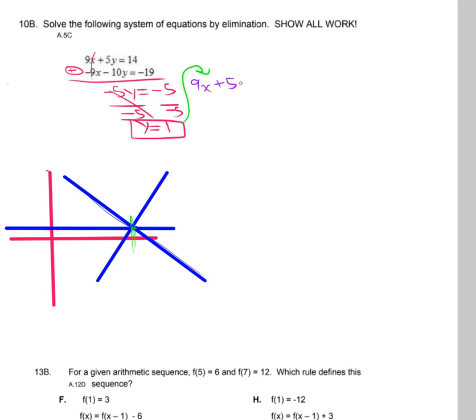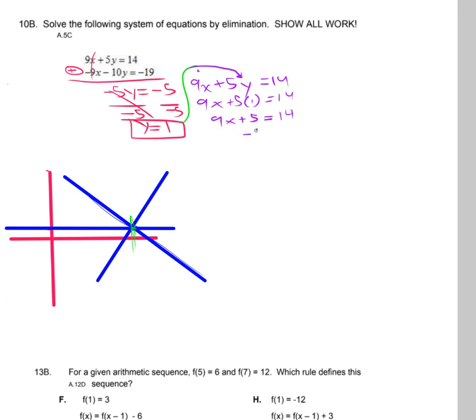So 9x plus 5y is equal to 14 is the one I'm going to use. And I'm going to plug this y equals 1 in for y. So I got 9x plus 5y is equal to 14, and I plug in: 9x plus 5 times 1 is equal to 14. So then I get 9x plus 5 is equal to 14.